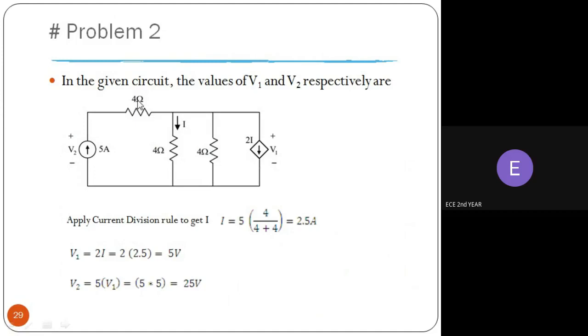the voltage across these two terminals, V2, is equal to 5 ampere into 5 into V1. V1 has been calculated already, so substitute the value of V1: 5 into 5 gives 25 volts. So V1 is 5 volts and V2 is 25 volts.